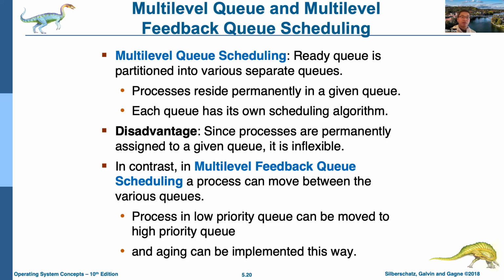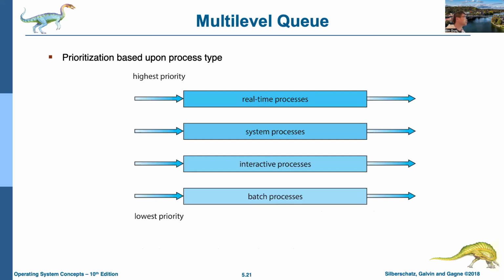It's not flexible. So the other way is multi-level feedback queue scheduling, where a process can move between the various queues. It is still a queue with multiple queues, but a process can move between them. This is a very fundamental scheduling method that is combined with other strategies, like multi-level queues with priority based on process types.